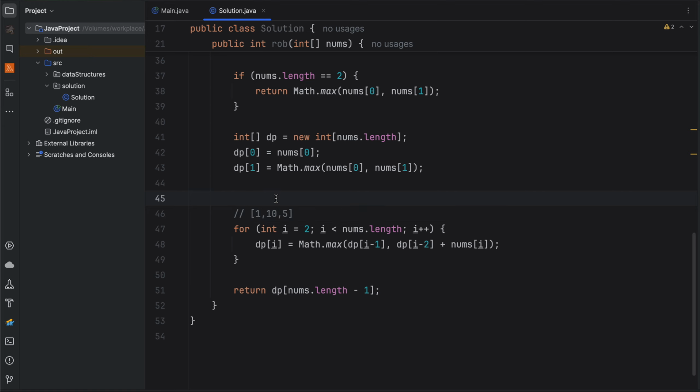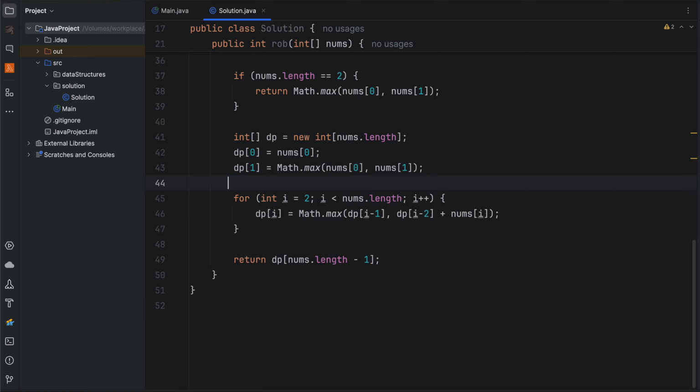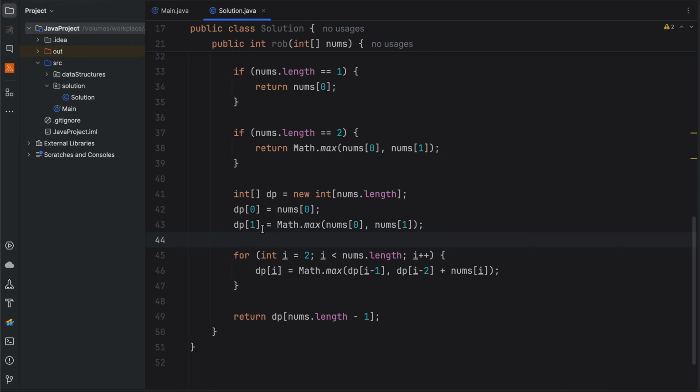So dp values in this case would be 1, 10, 10, and the solution would be 10. So we can simply take the money from the second house. That's more money than from the first and third house combined. That's why we decided to take it from the second house. Okay, and let's test this solution.